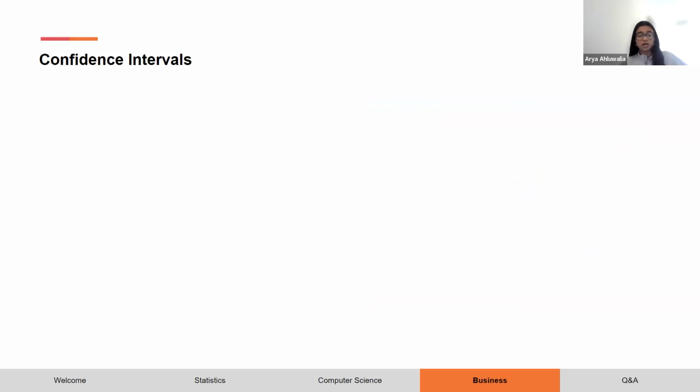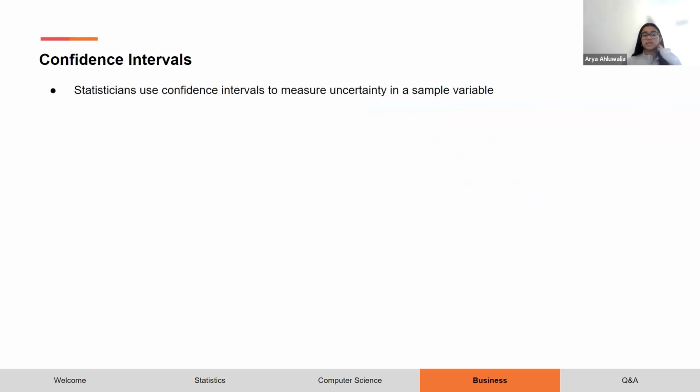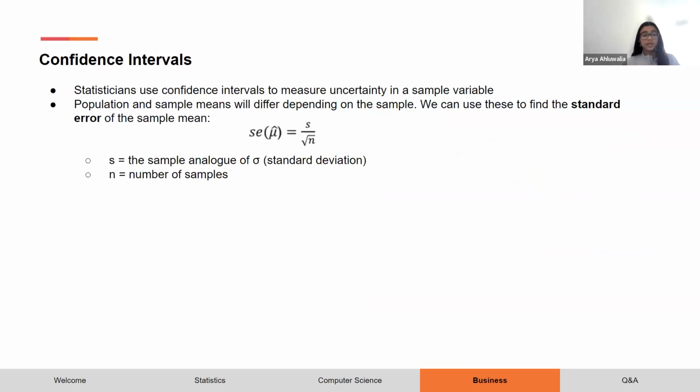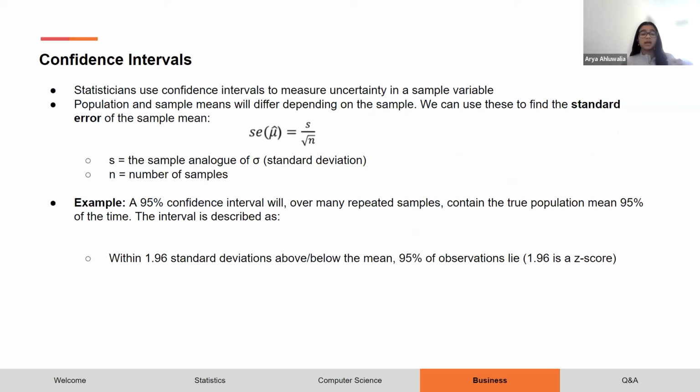Just 2 last things to go over. So first is confidence intervals. Confidence intervals is essentially something statisticians use to measure uncertainty in a sample variable. So we might take multiple samples when we're doing our research. And essentially, if we find the mean for all of these samples, then we find the standard error of the sample mean using this formula. Then we can construct a confidence interval using this formula.